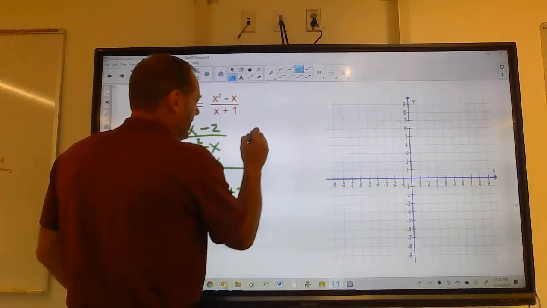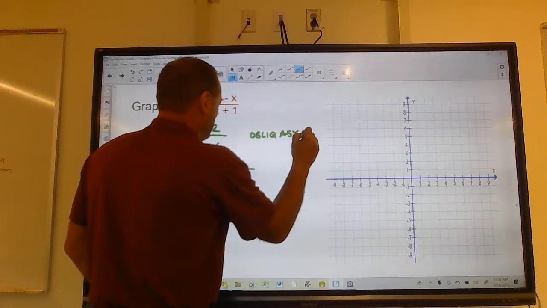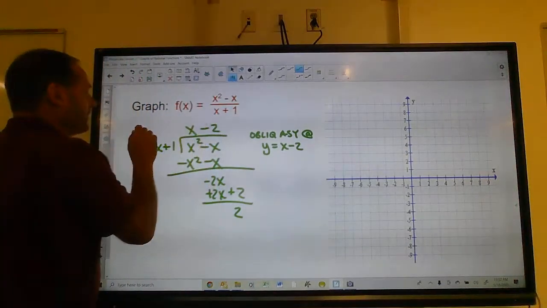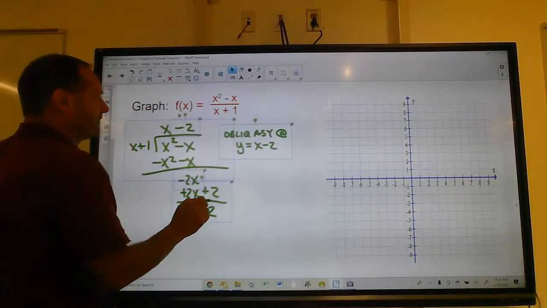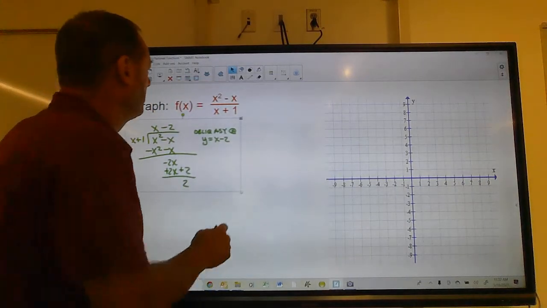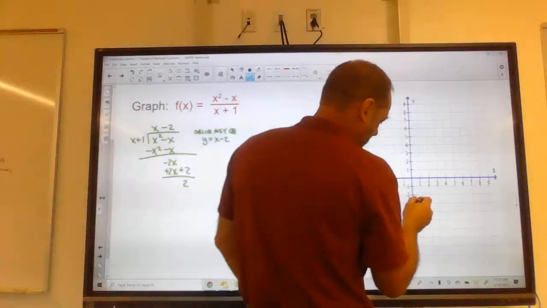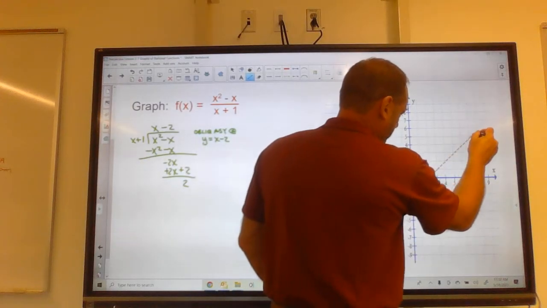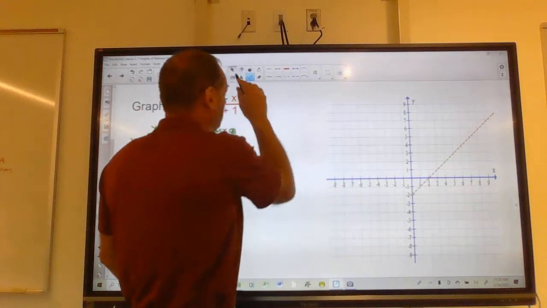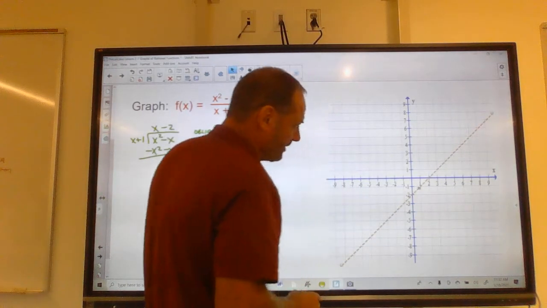This tells me that there is an oblique asymptote at y equals x minus 2. So I had to do quite a bit of work to find it. Not too bad, but more than the other things. So I'm going to go ahead and put my oblique asymptote at x minus 2. That's going to have a slope of 1 and a y-intercept of -2. It'll look like that. There's my oblique asymptote.